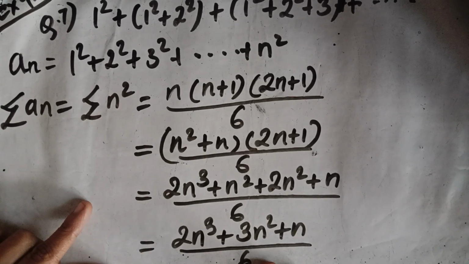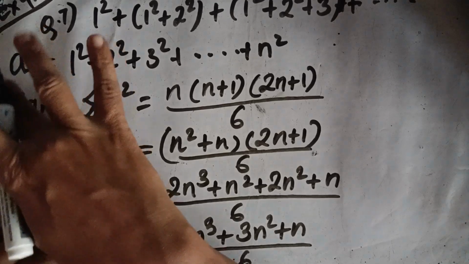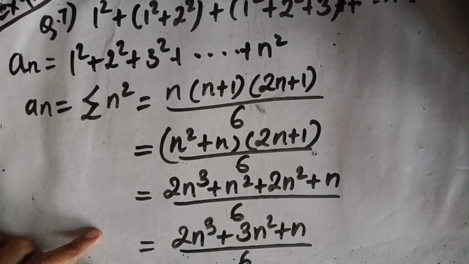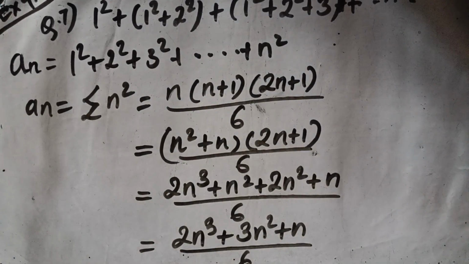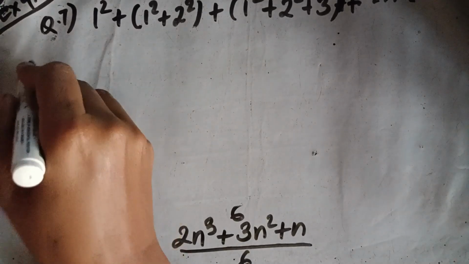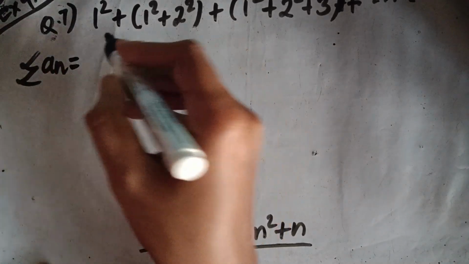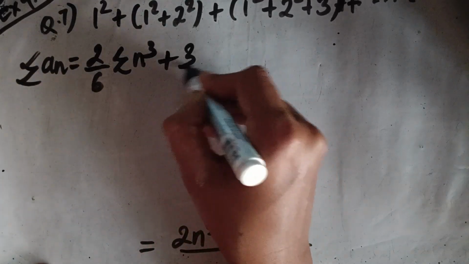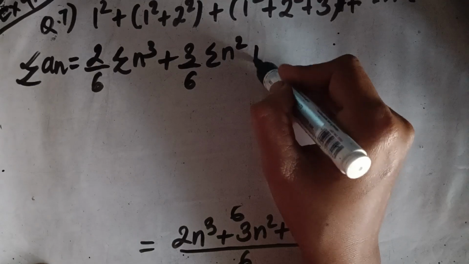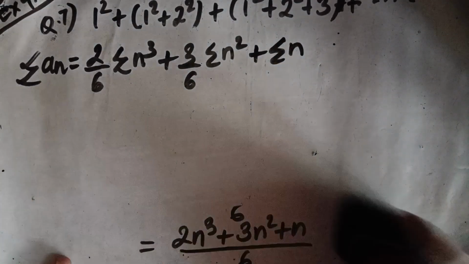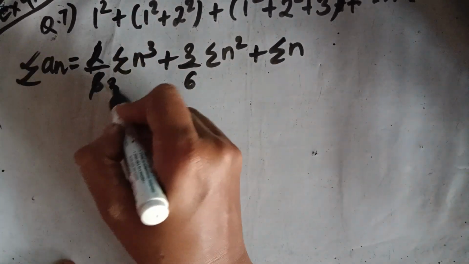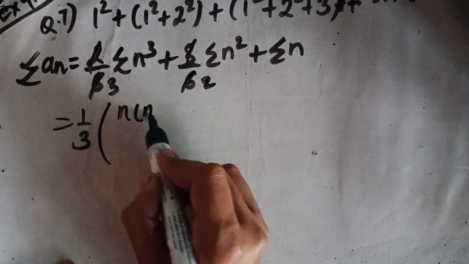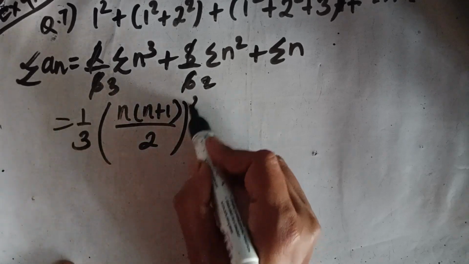This is your an. Okay, this is not summation. An is summation of n square. Okay, so this can be written as 2 by 6 summation n cube, 3 by 6 summation n square, and summation n. Okay. 1 by 3 into n into n plus 1 by 2, the whole square.